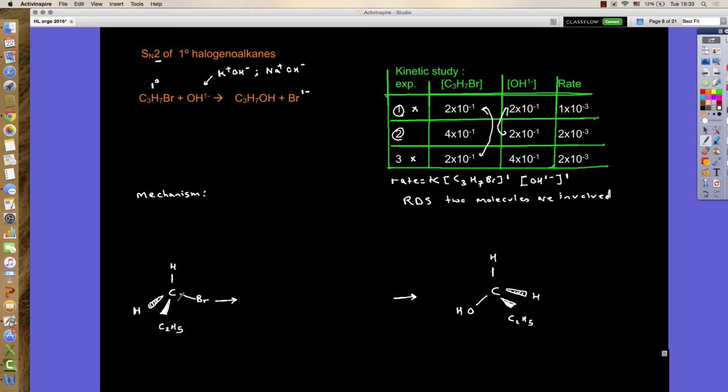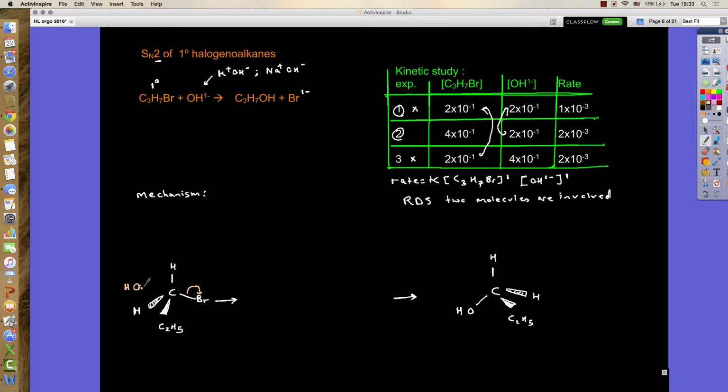The first thing you should realize is when bromine is going to leave and hydroxide takes its place, this is known as inversion. There will be an inversion of the tetrahedral. The leaving group, which is bromine, has no choice but to leave in this direction, and then the hydroxide or any other nucleophile is going to attack it from the back.